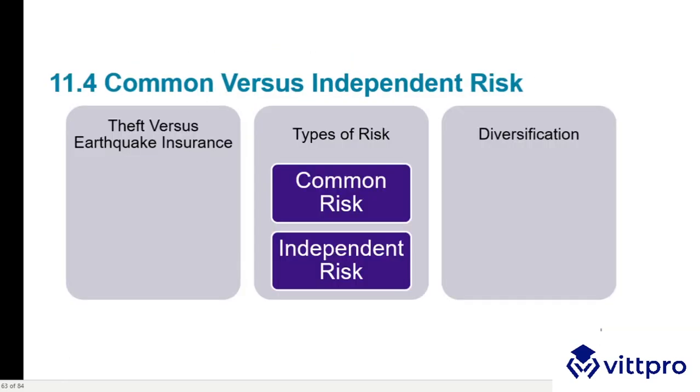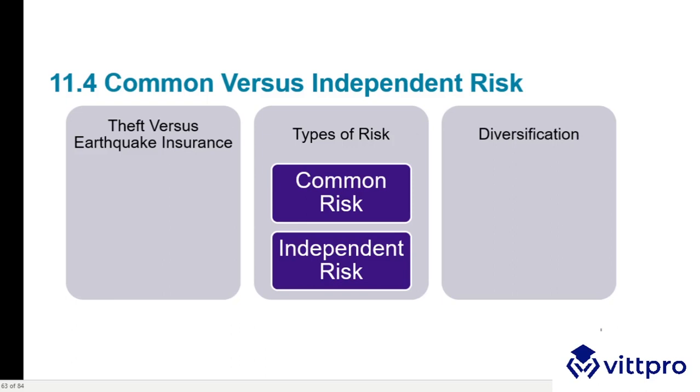So for diversification, normally you want to eliminate the independent risk. You can eliminate independent risk, you cannot eliminate common risk. So how do you eliminate the independent risk? There are 2 ways of avoiding independent risk, right? One is taking insurance.